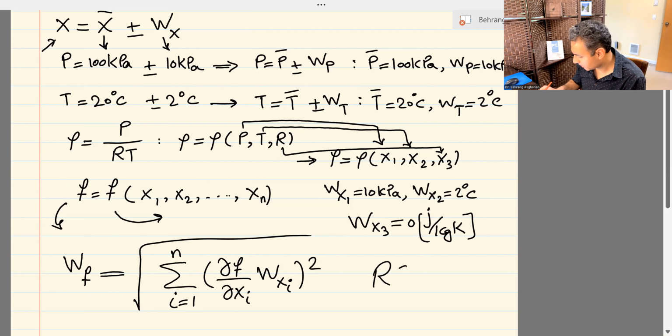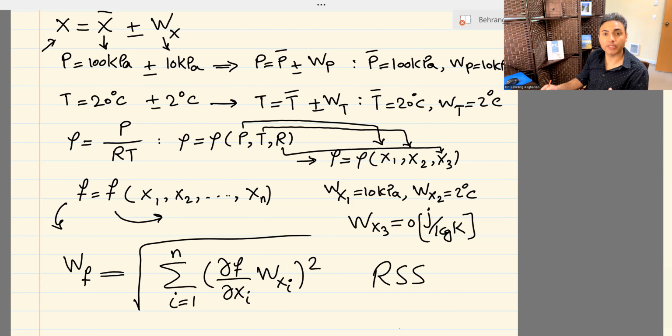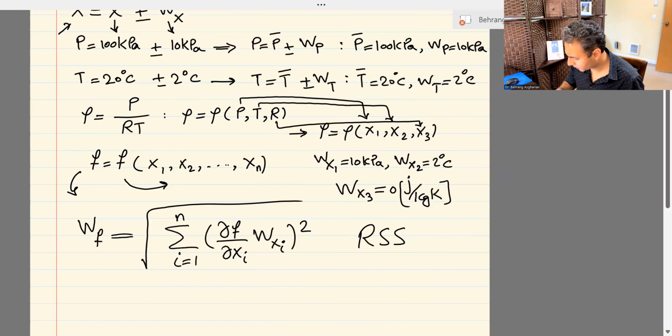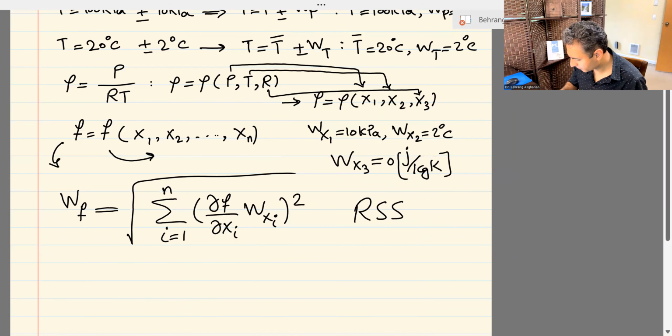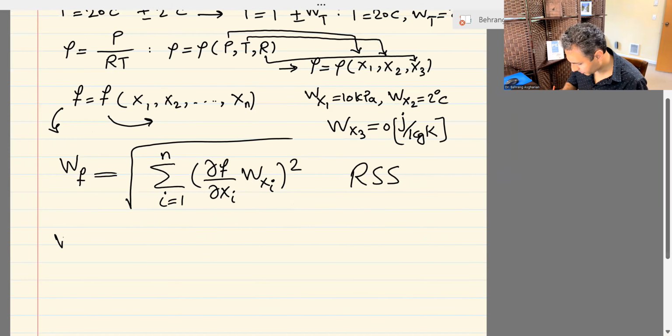This is called the RSS method, root of sum of the squares. RSS, root of the sum of the squares. For example, in our case, this W_f in general, what does that mean? Let me just expand this series so you get the point.